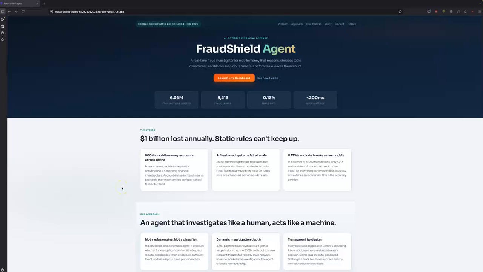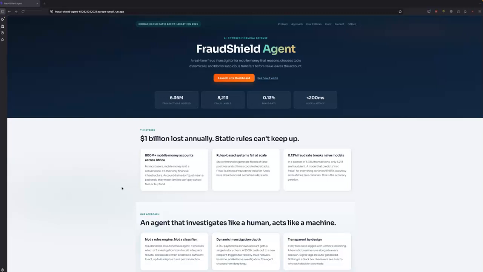Every minute, over 1,500 US dollars is lost to mobile money fraud across Sub-Saharan Africa. Traditional systems catch it later, after the money is gone, and that's why we have FraudShield Agent. It's a real-time fraud investigator for mobile money that reasons, chooses tools dynamically, and then blocks suspicious transfers before the value leaves the account.